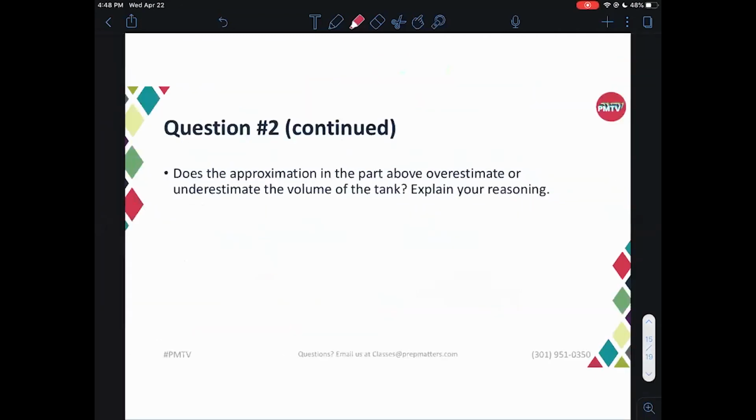Whenever you have units in a question, make sure that your units get into your answer. Okay, now, does the approximation in the part above what we just did overestimate or underestimate the volume in the tank? Now, because we had a function, a of h, that was decreasing, we used a left Riemann sum. That means that our approximation is going to be an overestimate.